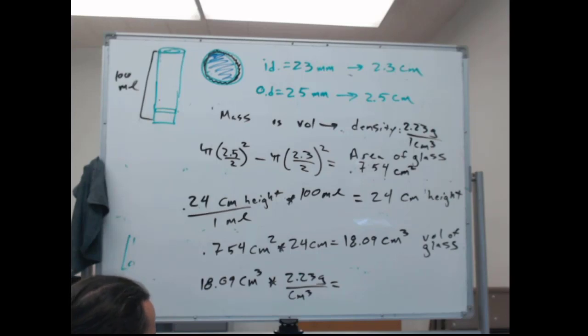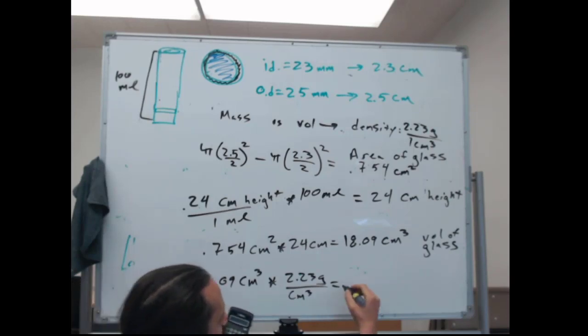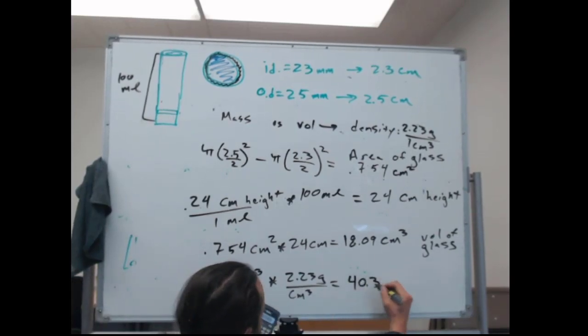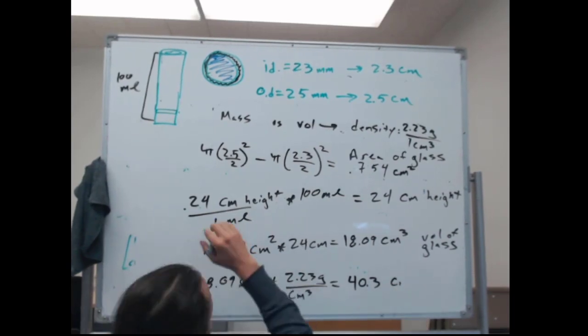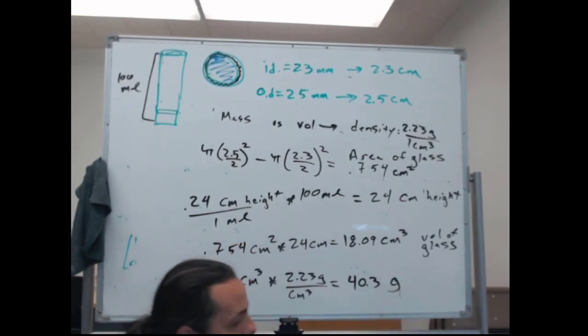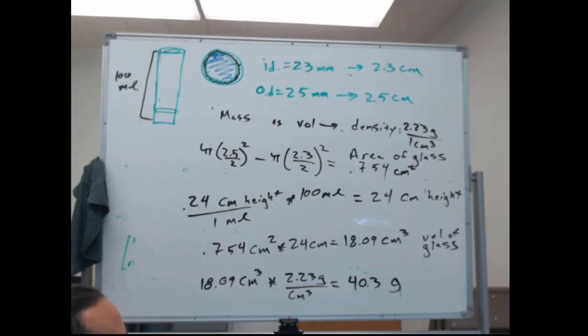Don't just skip ahead, use your calculators. I don't know if anyone's going to stand watching these videos with the dub over. 40.3 grams. 40 grams plus or minus a little bit. That's how you do 11B.